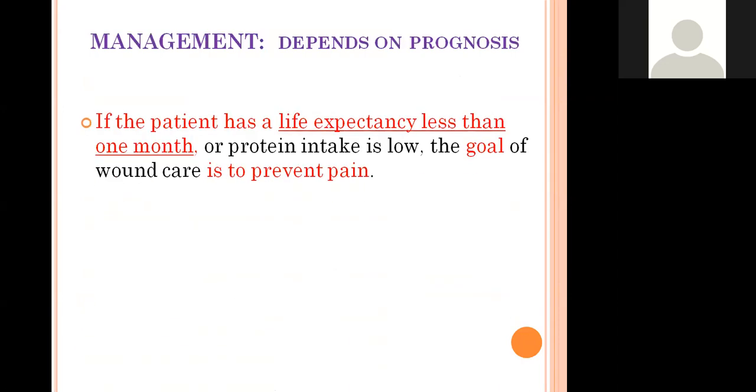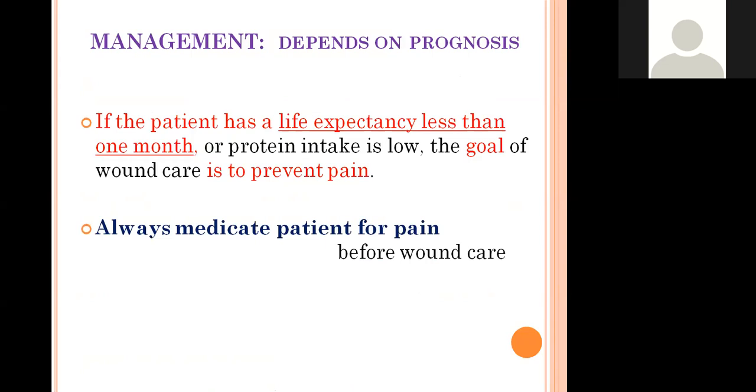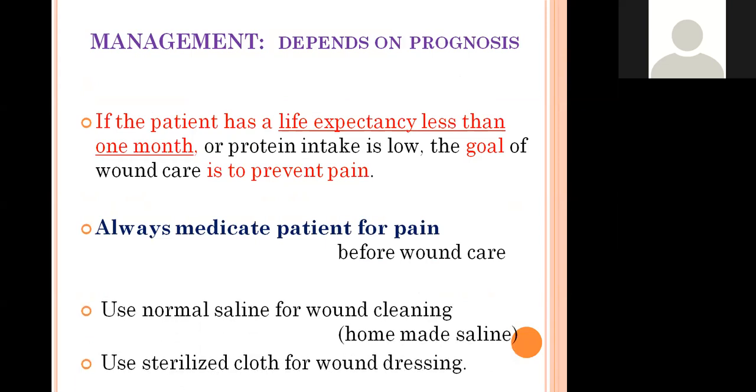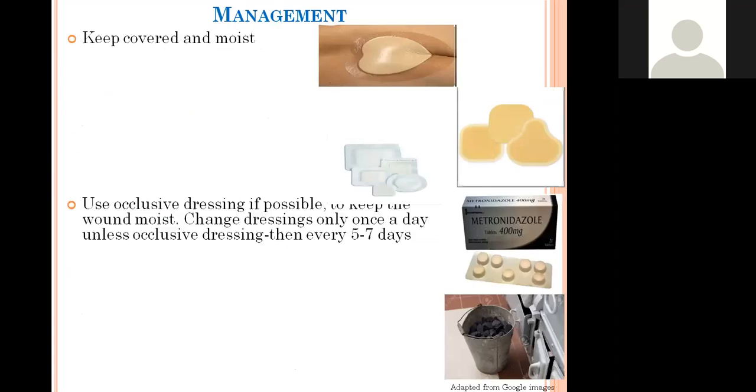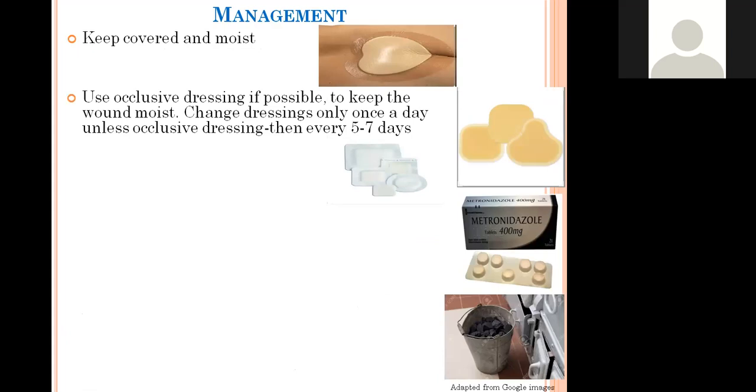prognosis. If the patient has a life expectancy less than 1 month, or his protein intake is low, our goal of care is to prevent pain. Always medicate the patient for pain before wound care. We can use normal saline for cleaning the wound, or homemade saline, and always use sterilized cloth for wound dressing. We need to keep the wound covered and moist. Use occlusive dressing. When we say occlusive, we mean air and watertight dressing, if possible, to keep the wound moist. We change the dressing only once a day, unless we are using occlusive dressing, then every 5 to 7 days.